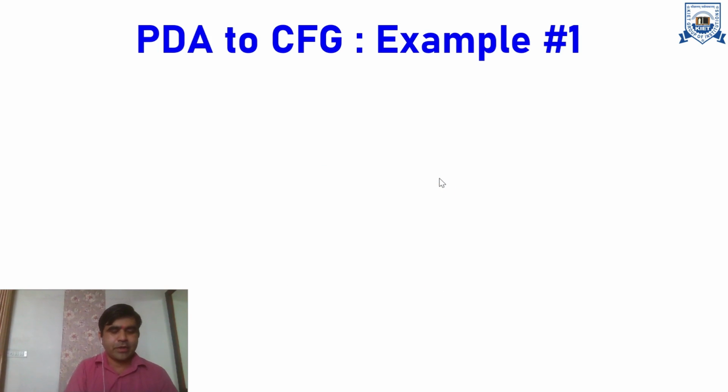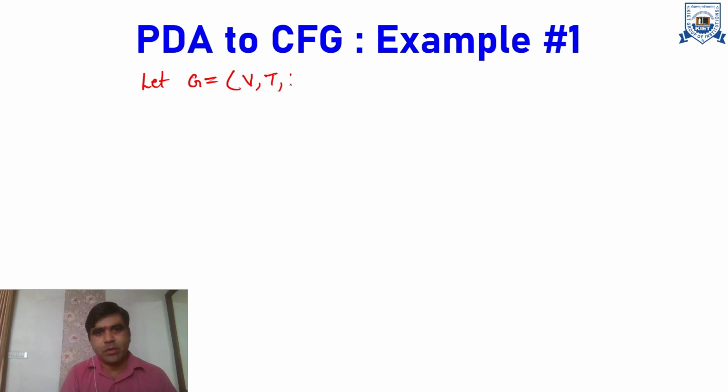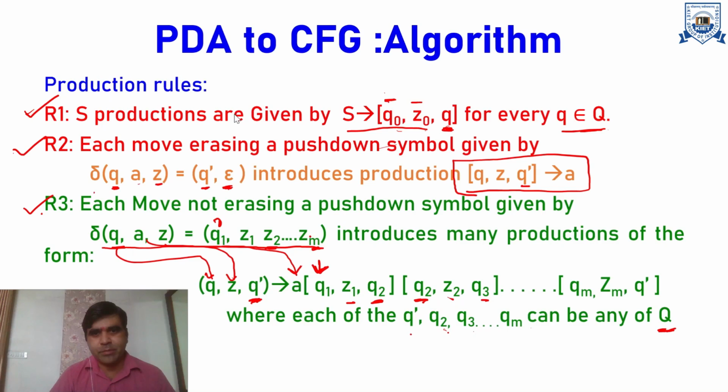Let us first define a grammar G. G is equal to V, T, P, S. This is the equivalent context free grammar, where now we need to give what the variables are. V is equal to, we already said that. If you want to see it, I'll go back.